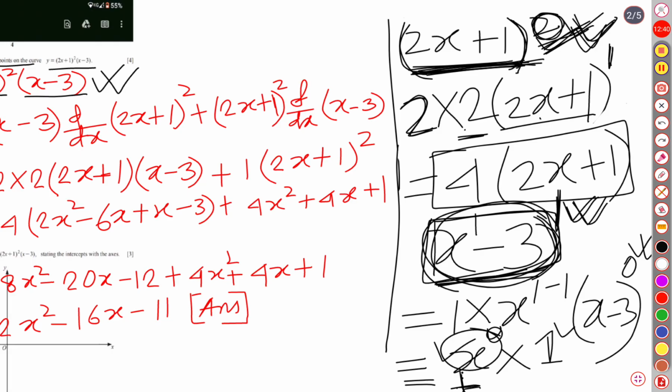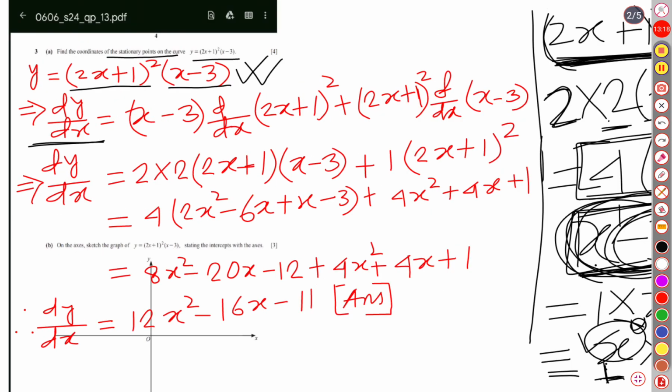And here also there was a constant number 1. The derivative of 1 is actually 0, so we don't need to add or subtract 0. Any constant number produces 0 as the derivative. So if we add up, it will be 1 plus 0 means 1. So what have we got? The derivative of (2x plus 1) whole square is equal to 4 into (2x plus 1), and the derivative of x minus 3 is 1. Let's go back to our major solution.